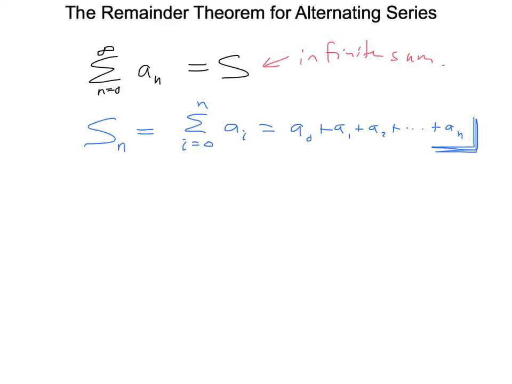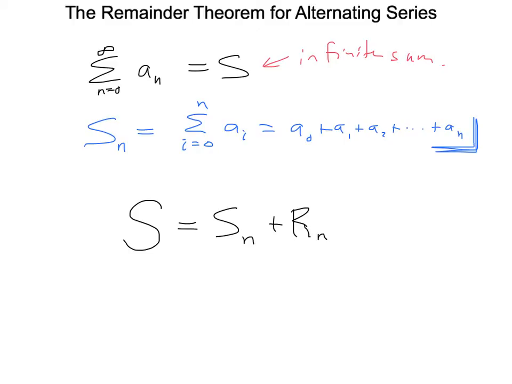Now, the next thing I'm going to write down is not going to be surprising at all. I'm going to say that the infinite sum, the whole thing, if you added up infinitely many terms, would be equal to the partial sum plus some remainder. And the reason there's a sub n there is that the remainder would be different depending on where I decided to cut my series off.